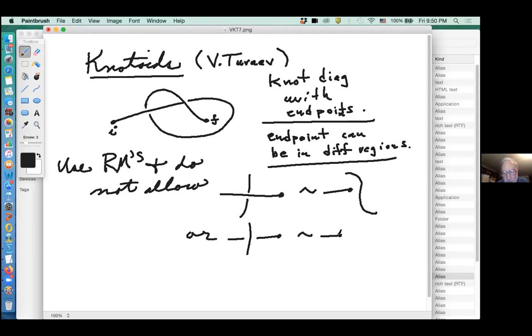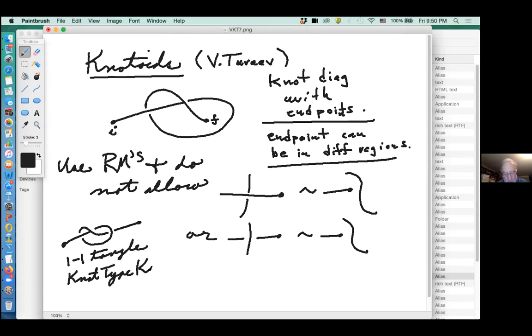So this is a very, very natural generalization of classical knot theory, right? In classical knot theory, we already were thinking about 1-1 tangles. This is a knot-type knotoid or a 1-1 tangle. A 1-1 tangle is a bit of knot diagram that's allowed to move around in between these two points, not allowed to move over the endpoints, and the two points are in the same region. So this is called a knot type knotoid.